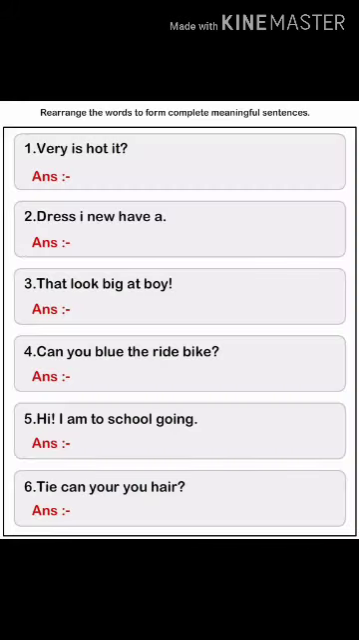Now this is the exercise. Rearrange the words to form complete meaningful sentences. Here I have written meaningful sentences because a sentence is a group of words, again I'll say, that makes complete sense. So here jumbled words are there. You have to write sentences from them. Like the first is "very is hot it," and a question mark is there, so it means you have to make an interrogative sentence. So it will start from the helping verb, that will be: is it very hot?